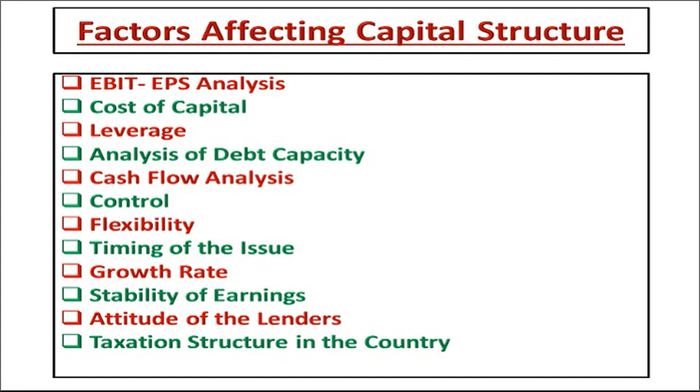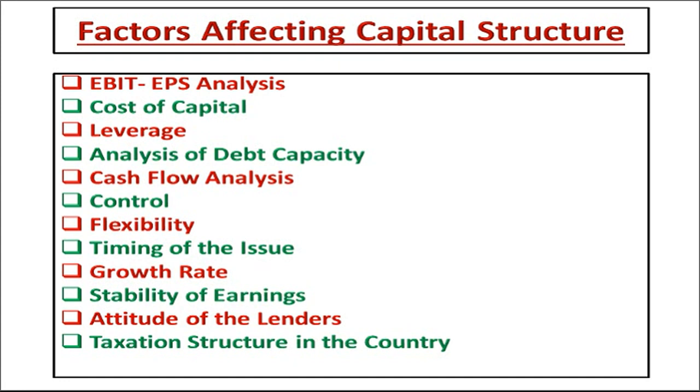According to EBIT EPS analysis, a company's capital structure should be formed by looking at the EPS of the various alternatives, and the alternative whereby the EPS is more, that option of capital raising should be opted. Number two is cost of capital. As you know friends, cost of capital is the minimum rate of return which the company is expecting. So the cost of capital of the company should be as low as possible.